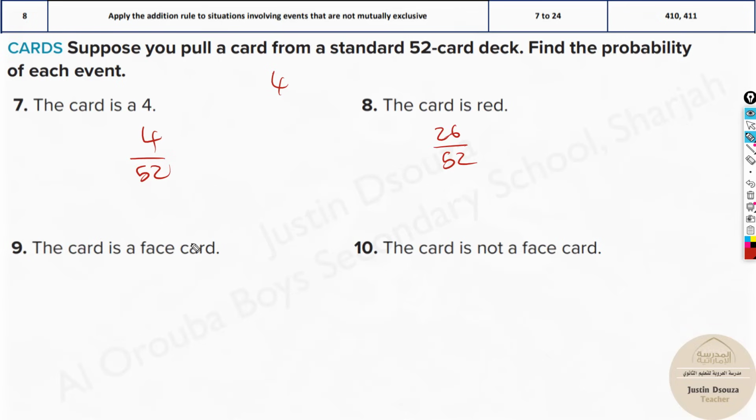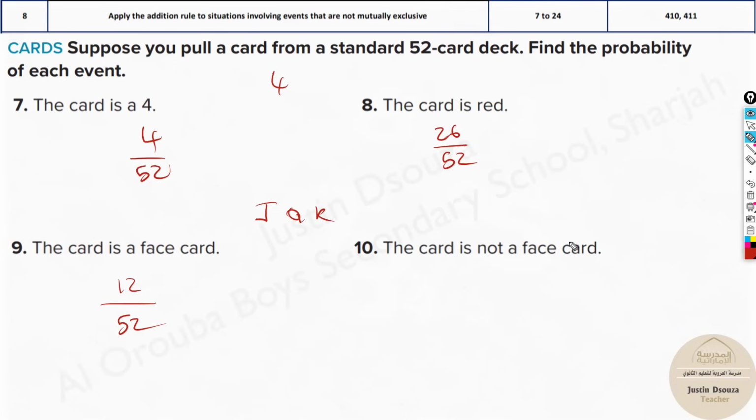And the card is a face card. Now, what are face cards? Face cards are also called picture cards. They are the Jack, Queen, and King. So here there are 3 cards in each suit. So 3 times 4 would be 12. So there are 12 face cards divided by 52.